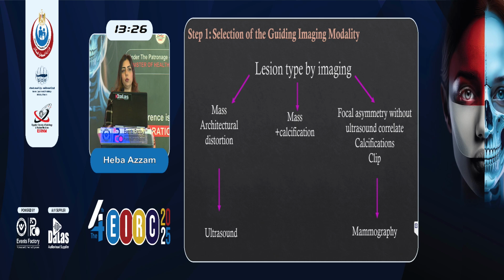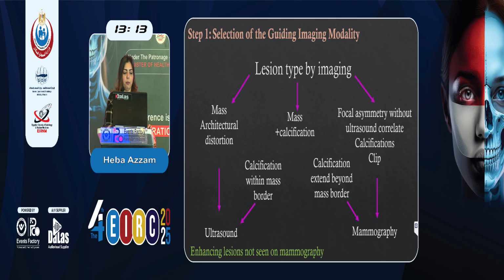If we have a mass with calcification, if the calcification is within the mass border, then we're going to use ultrasound. Yet, if the calcification extends beyond the mass border, then we're going to use the mammography. In enhancing lesions in contrast enhanced spectrum mammography not seen on mammography, we use contrast guided.